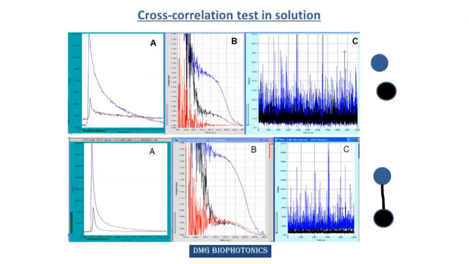The raw data from the free quantum dot experiment are shown in the top panel. The bottom panel shows the photon counts corresponding to bound quantum dots. The cross-correlation functions presented in sections B show high amplitude for bound quantum dots and near zero amplitude for free quantum dots. The fluorescence decay curves in sections A indicate that the fluorescence lifetime of these quantum dots is in the tens of nanoseconds range.